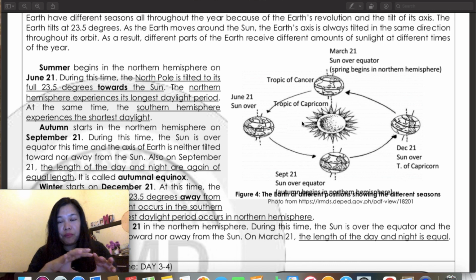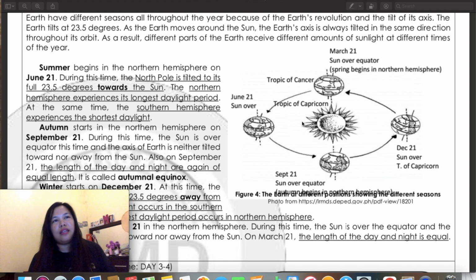Malawak talaga yun. Kasi, how big is Earth naman? Diba? It carries a billion of people. Imagine na lang natin, kung titingnan natin sa mapa yung Antarctica and Arctic, sobrang lawak niya. Mas malawak pa sa Pilipinas. Tingnan natin ulit sa ating mga globe.